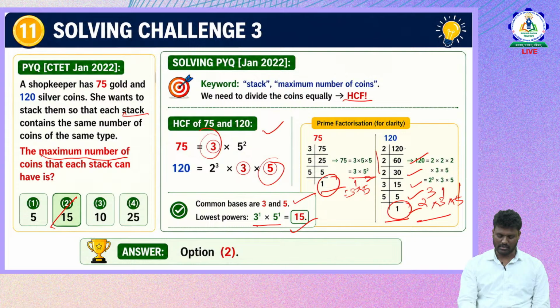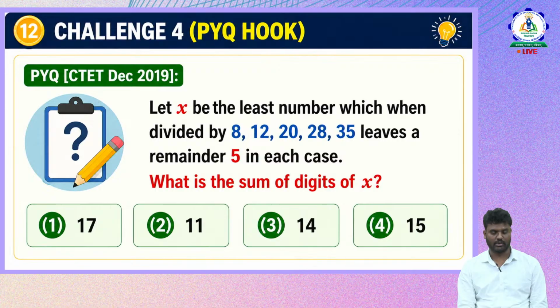When they ask for the maximum, we need to apply the concept of the HCF, and then we are able to solve this problem. What is the maximum number of coins that each stock can have? Only 15. Okay, let us go to the next question.